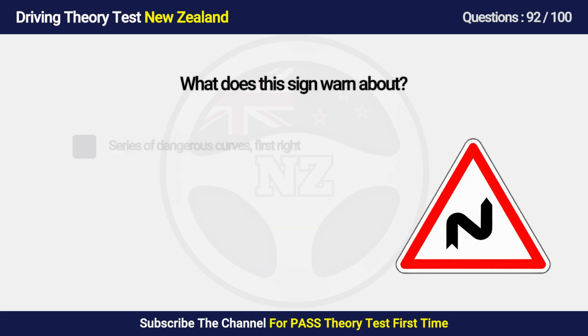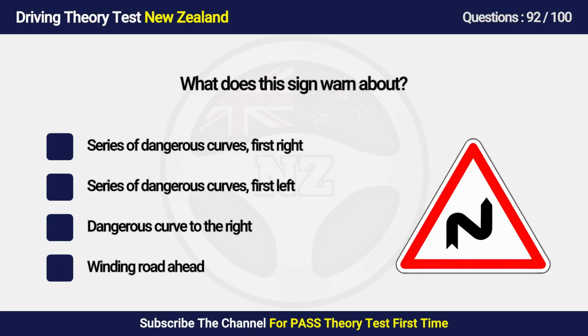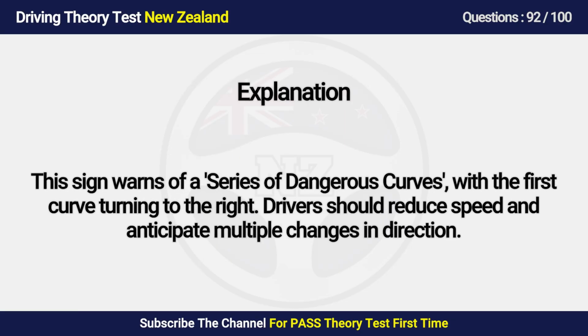Question 92. What does this sign warn about? A. Series of dangerous curves, first right. B. Series of dangerous curves, first left. C. Dangerous curve to the right. D. Winding road ahead. Answer is A. Series of dangerous curves, first right. This sign warns of a series of dangerous curves, with the first curve turning to the right. Drivers should reduce speed and anticipate multiple changes in direction.